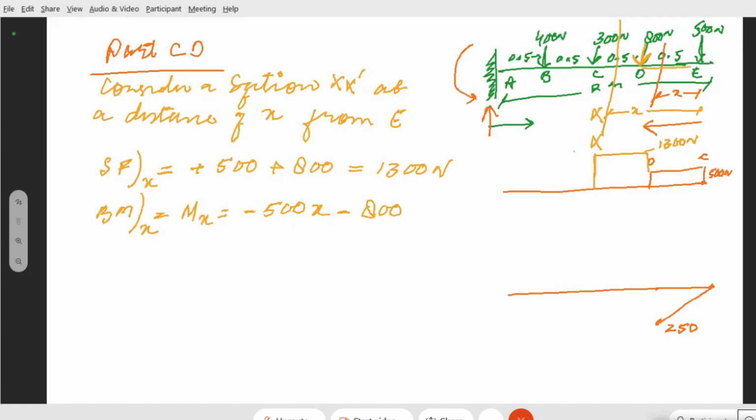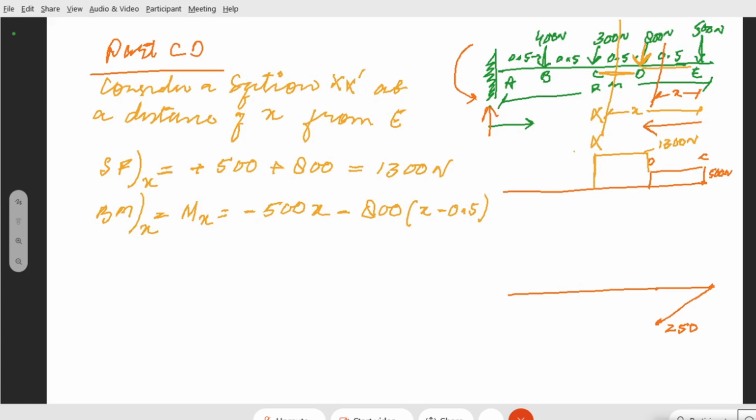You want to know the bending moment between C and D. You are here to calculate the bending moment between C and D. But X is from which point? X is from point E. X is from point E. You have to deduct that distance. Therefore, it will be X minus 0.5. That is the distance which has been already calculated for the bending moment diagram.